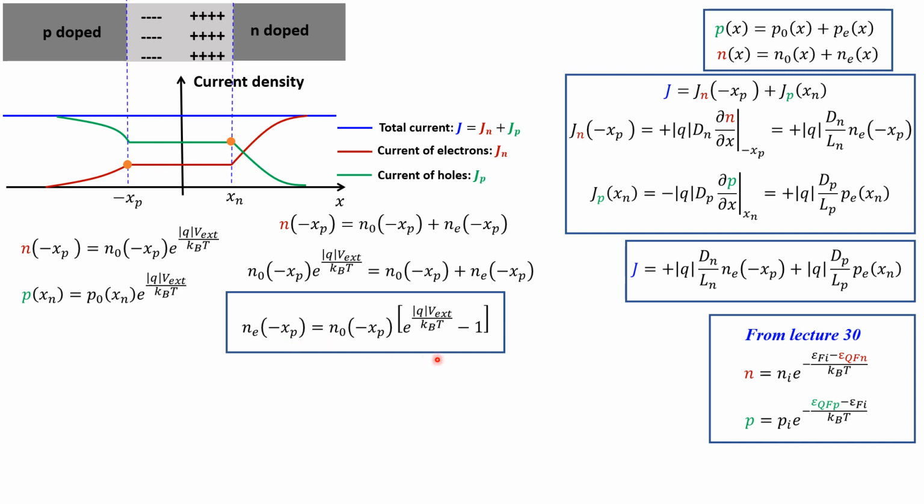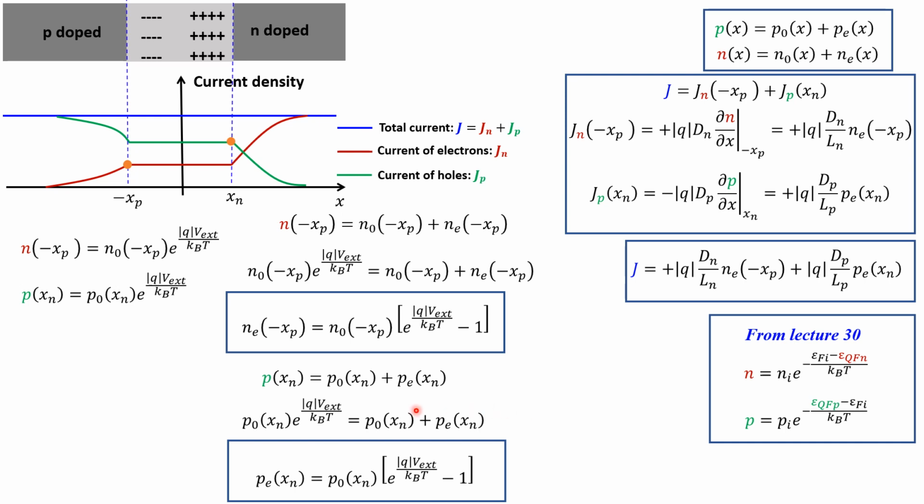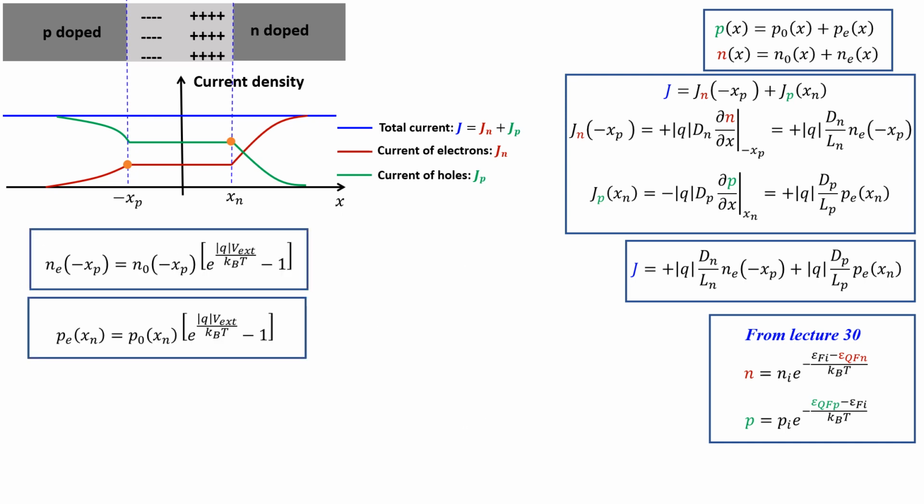Notice that when the system is in equilibrium, in other words, when this voltage is 0, then this concentration is 0 as expected, because we're going to have 1 minus 1, which is 0. We can do the same analysis for the concentration of holes at the interface between the depletion region and the n-doped region. We've just found that this concentration is given by these expressions. Then we solve for the excess concentration and get this expression.